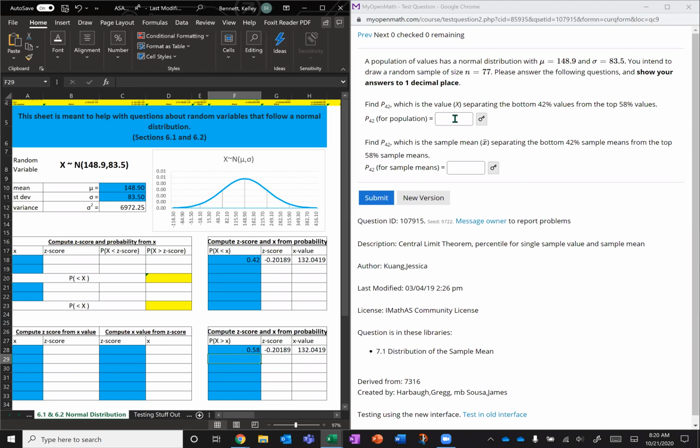So what you'd want to do here is round this to one decimal place. So you should get 132. Even though we're rounding it just to 132.0, it's important to have the 0.0.